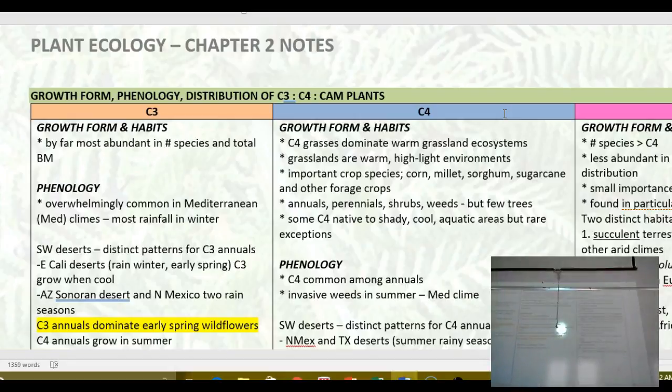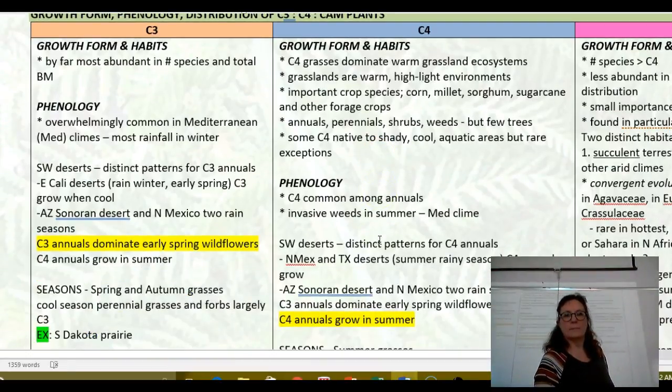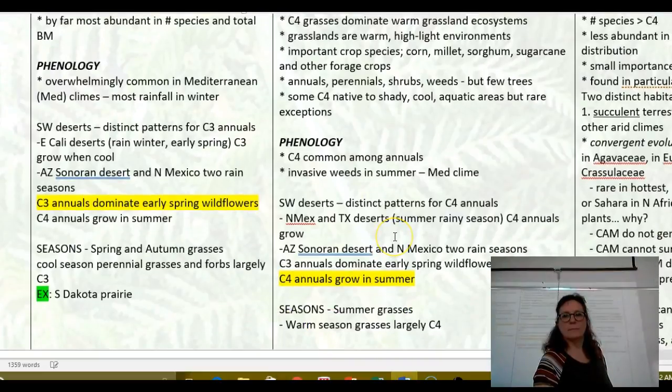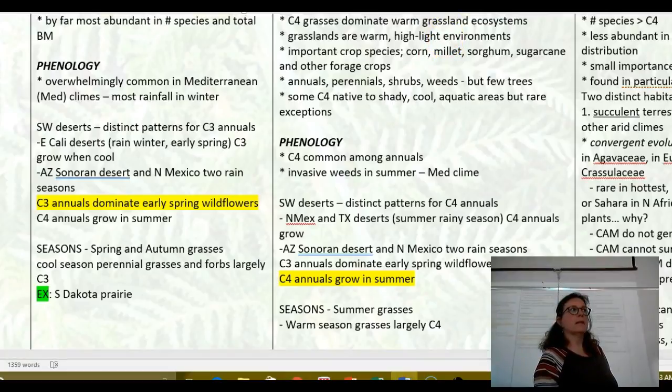Moving on down here, looking at phenology. What's phenology? Somebody define phenology for me. Using the timing of life history events such as initiation of growth, flowering, and dormancy. Bingo. It's timing, seasonality, cues in the environment that drive these things.